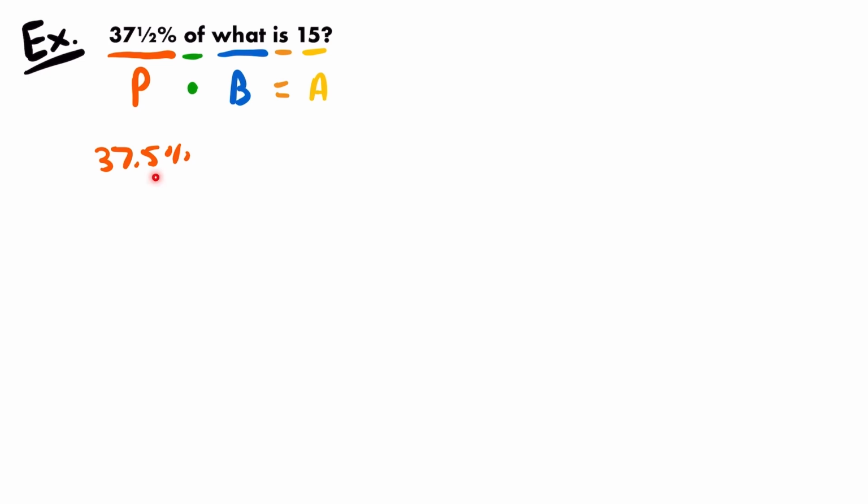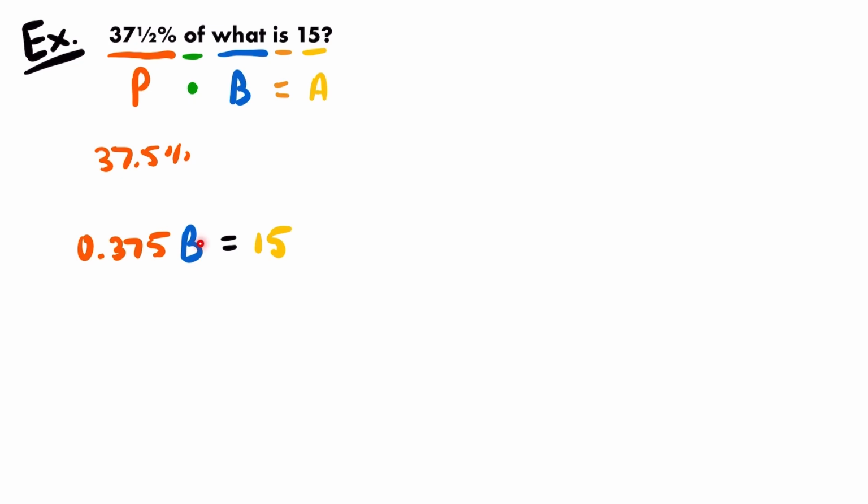37.5%. So to rewrite that as an actual decimal, you want to move that decimal place 2 places to the left. All right, so that gives us 0.375 as the decimal version of that percentage. But then that's multiplied by b, which we don't know. So we'll write in b, and that will be equal to a, which is 15. So now we have our equation set up.